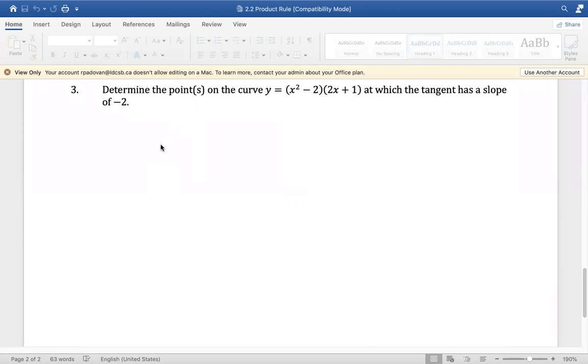Determine the point or points, because I don't know how many there are, on the curve y equals x squared minus 2 multiplied by 2x plus 1, at which the tangent line will have a slope of -2. So it's telling me that the slope of the tangent is -2, right? We need to find the derivative.